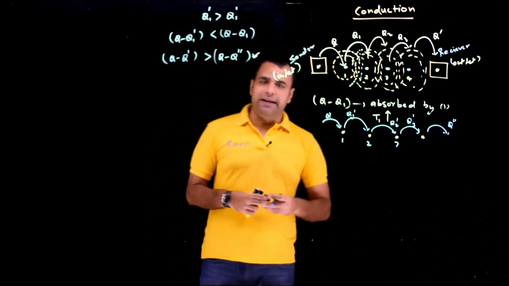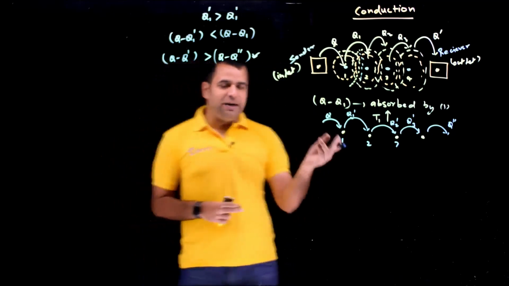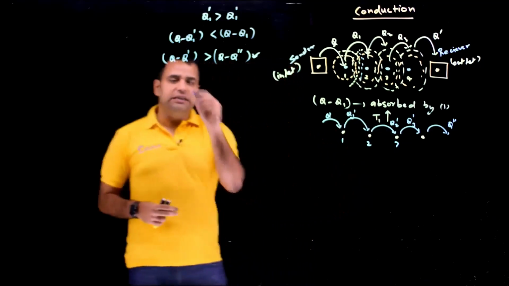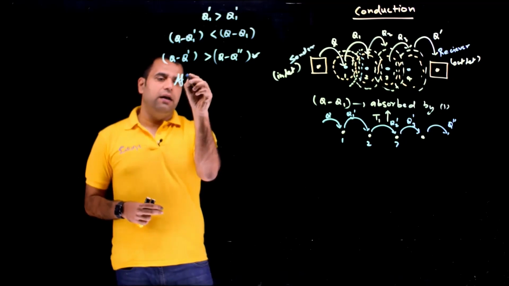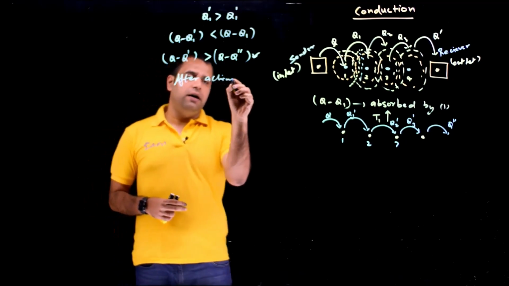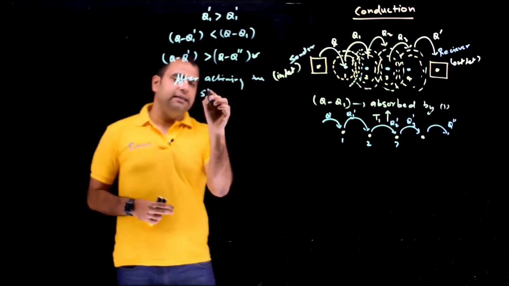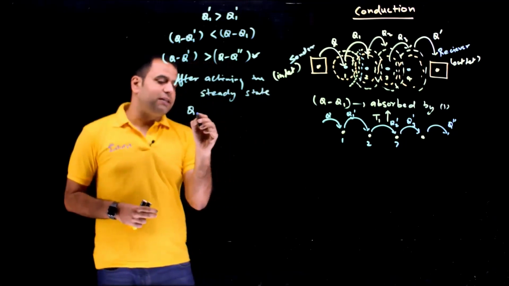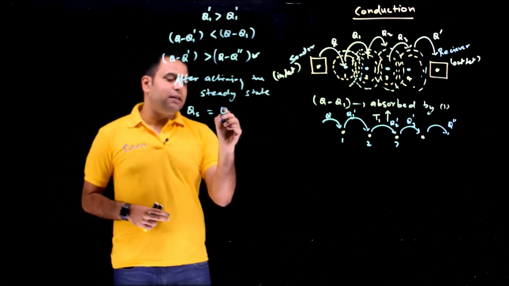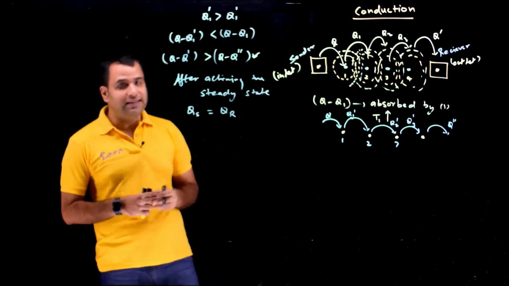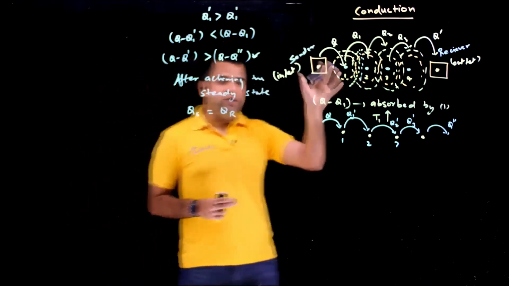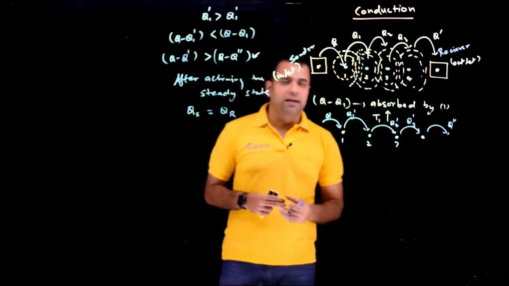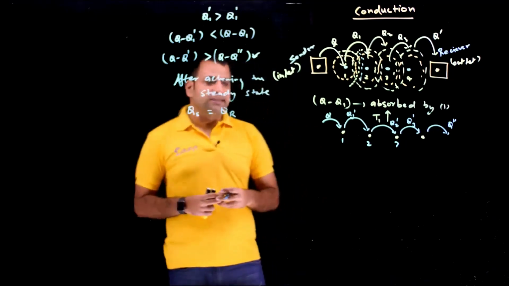So finally there will be a time when the amount of heat given by the sender and the amount of heat received by the receiver will be the same. So after achieving the steady state, the amount of heat given by the sender, I am calling that QS, will be the same as the amount of heat received by the receiver, I am calling this QR. They will become the same. Whatever amount of heat the sender is giving, the same amount of heat will be taken out by the receiver after achieving the steady state.